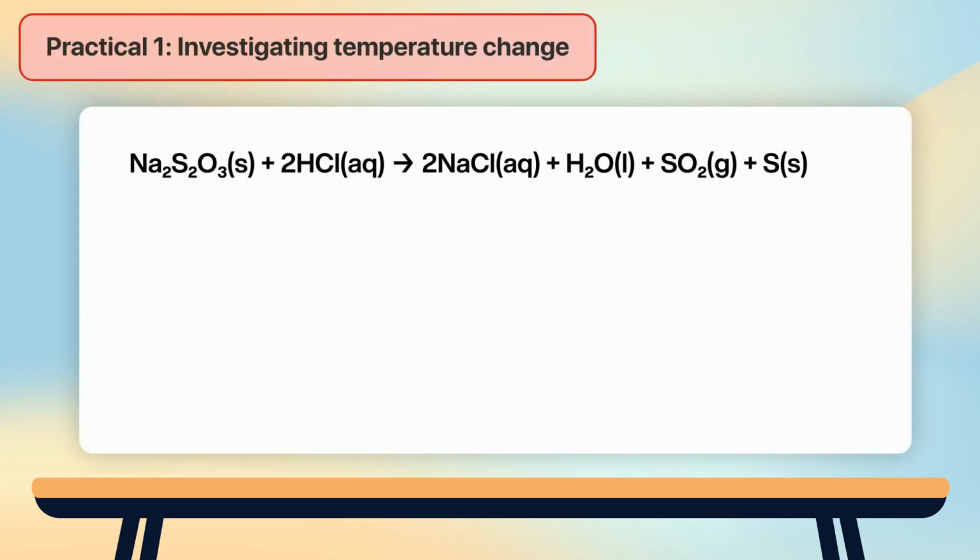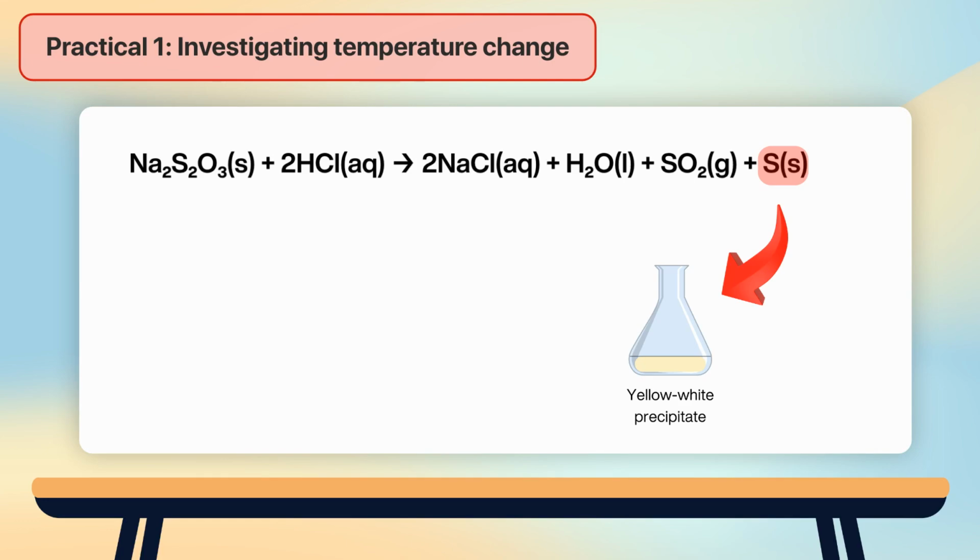For the first experiment, we will be investigating how changing temperature affects the reaction rate. We'll be looking at the reaction between sodium thiosulfate solution and dilute hydrochloric acid. Here is the chemical equation for this reaction. As you can see from this, one of the products is sulphur, which forms as a yellow-white precipitate. We'll exploit this fact as a way to measure the reaction progress.